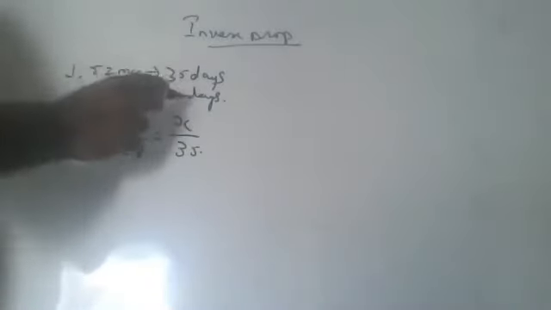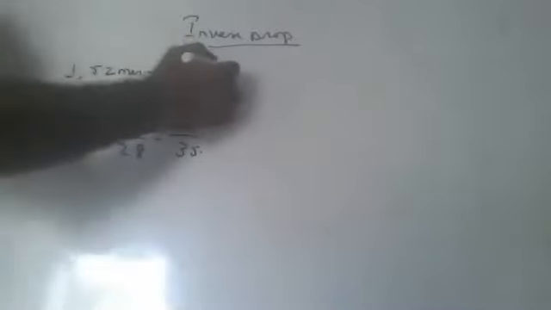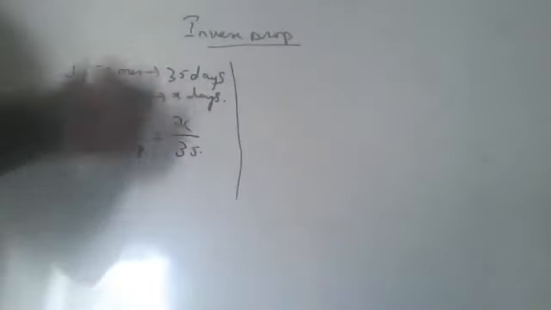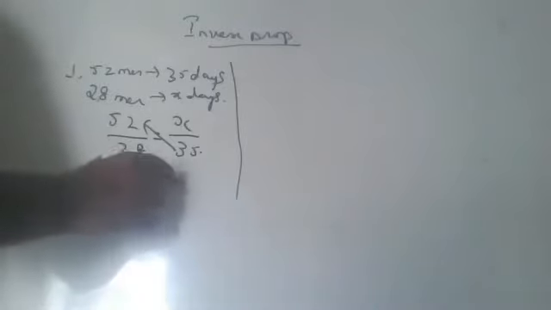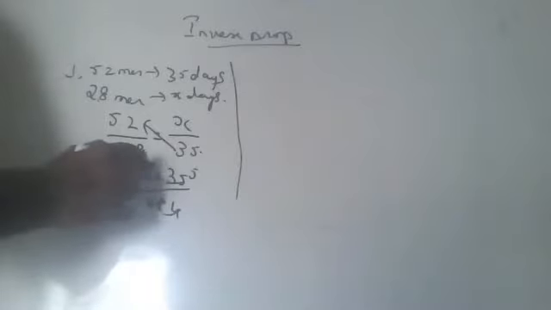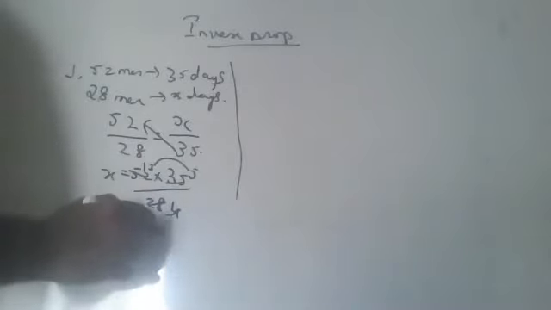If you write 35 by x, it will become direct proportion. Because it is inverse proportion, we should do x by 35. So 35 goes up, children. So 52 into 35 by 28. 7 5s are 35, 7 4s are 28, 4 1s are 4, 13 5s are 65 days.